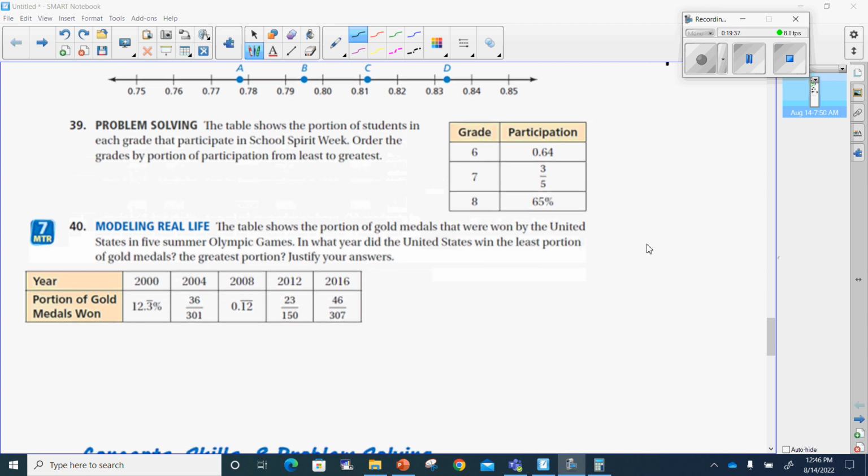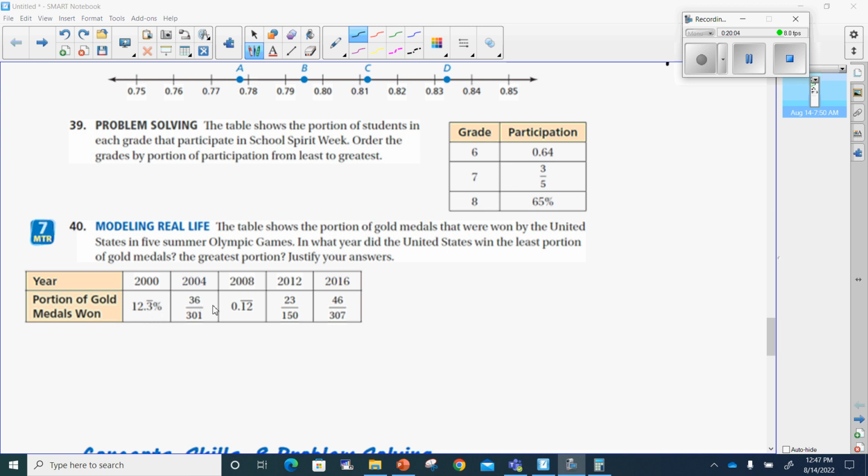I think I'm going to go ahead and do number 40. So the table shows the portion of gold medals that were won by the U.S. in 5 Summer Olympic Games. In what year did the U.S. win the least portion? I think you guys can do this. Once again, you're putting all these in decimal form.